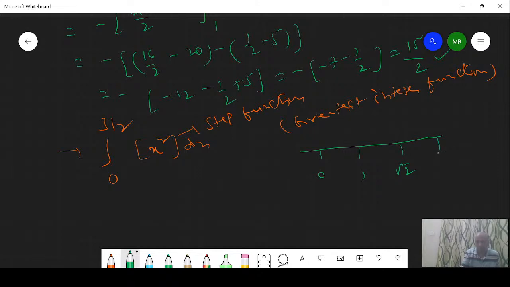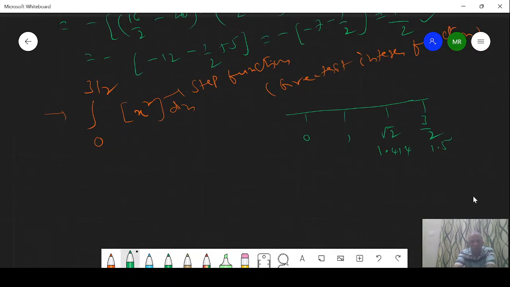So this is 1.414 and this is 1.5. Root 2 comes before 3 by 2, because when you take x square it will become 2, so an integer comes here. That's the reason I should split like this: 0 to 1, 1 to root 2, root 2 to 3 by 2.